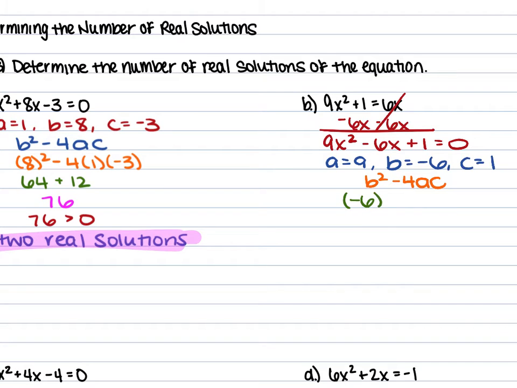It's going to be negative 6 squared minus 4 times 9 times 1. The negative 6 squared is 36. Negative 4 times 9 is negative 36. Times 1 is negative 36. 36 minus 36 is 0. 0 is equal to 0. So we have one real solution.